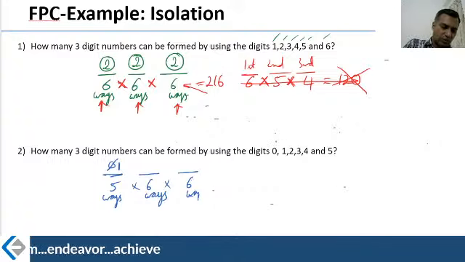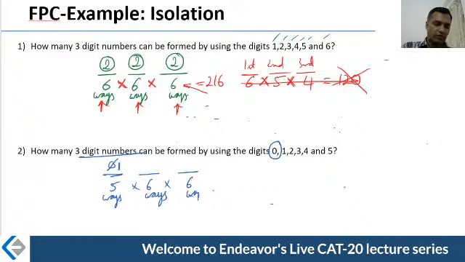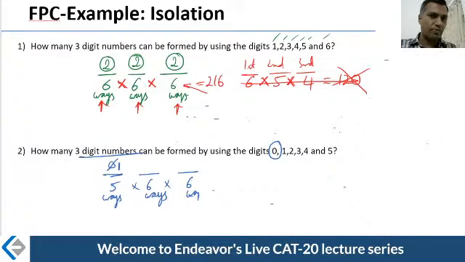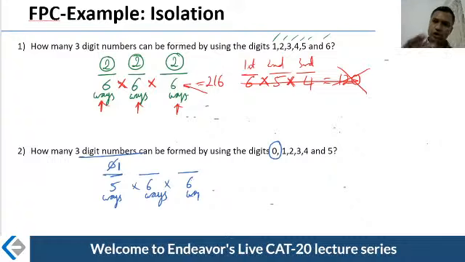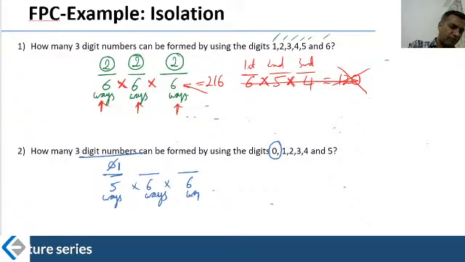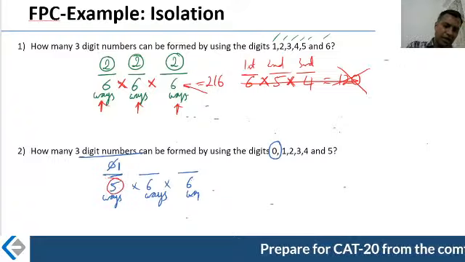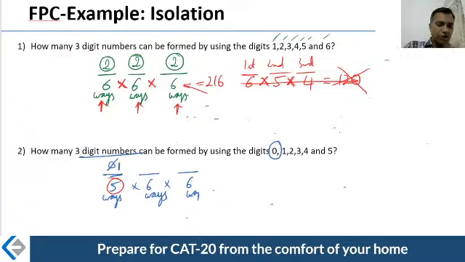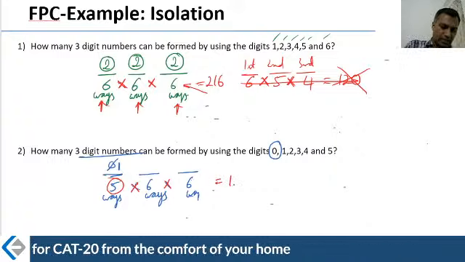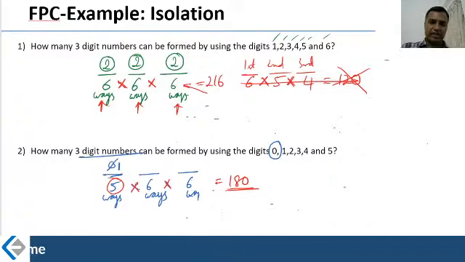That's where the tacit understanding of 0 comes in. Why don't you write a 0 first in a 3-digit number? The first digit cannot be a 0. That won't make it a 3-digit number. The hundreds place cannot be a 0. Therefore, other than 0, you write something else. First place can be filled in 5 ways. Rest of the places are filled in 6 ways each. You have to fill all 3 places. The principle tells you to multiply these numbers. Therefore the result is 180. This time 180 numbers can be formed.